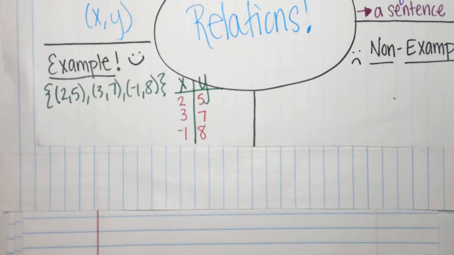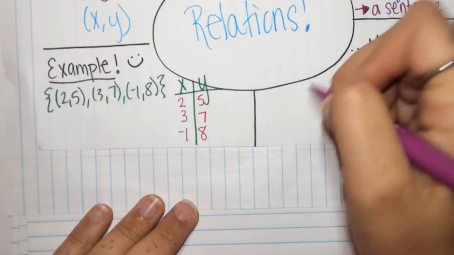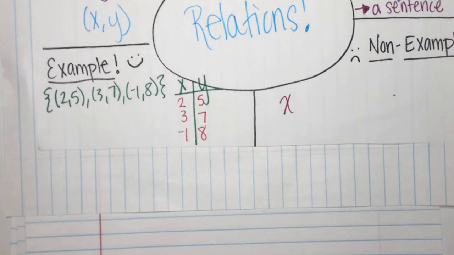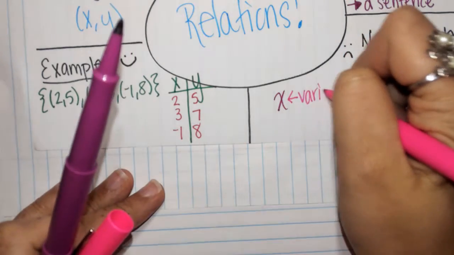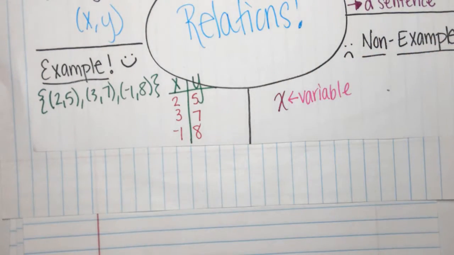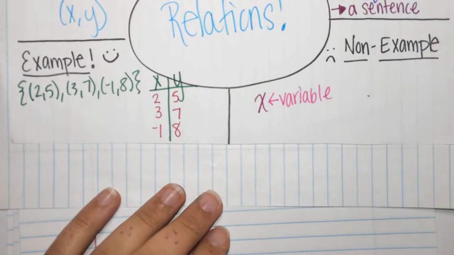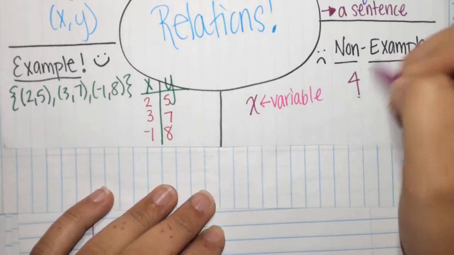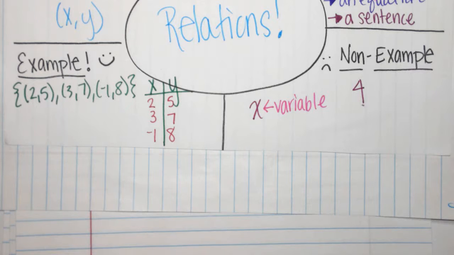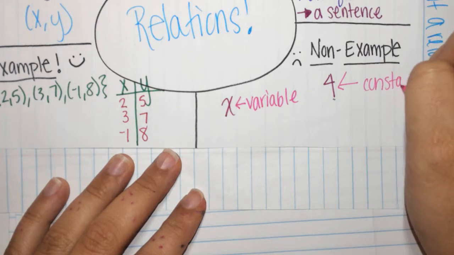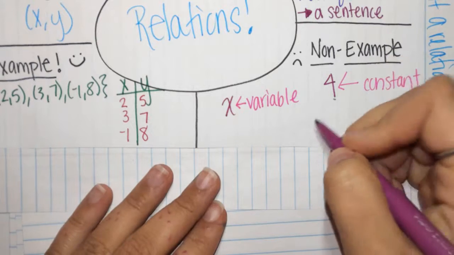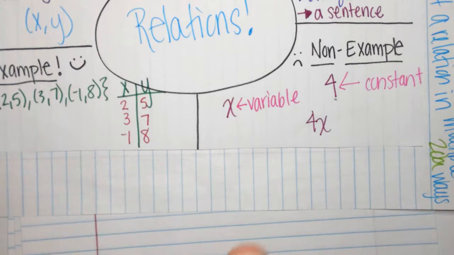Now, a non-example would look like this. What is that? It's called a variable. That is not a relation. What is this called? A coefficient, a constant. And what if I wrote 4X? It starts with a T.